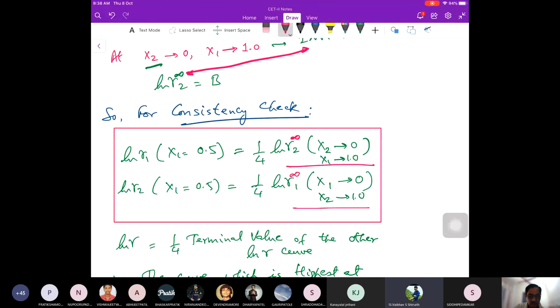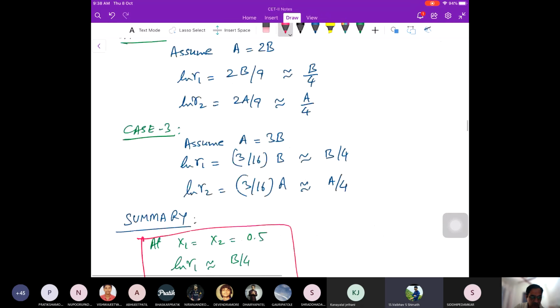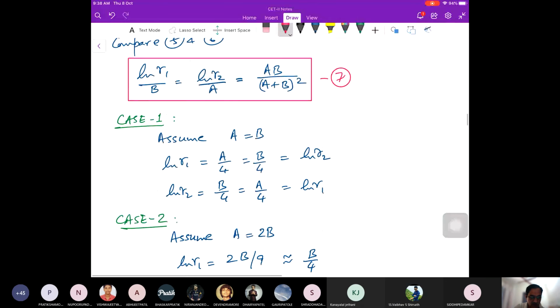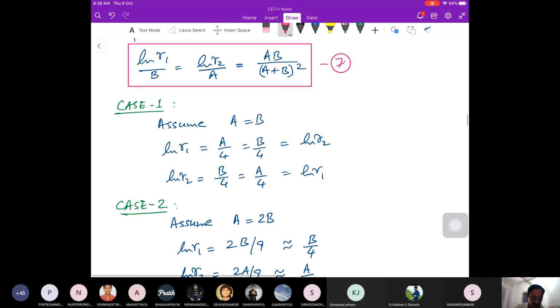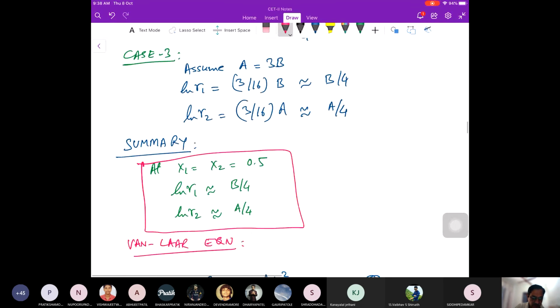Sir, above we wrote that ln gamma 1 equal to ln gamma 2 equal to b by 4 equal to a. That was for case 1, when a is equal to b. Now we're looking at the general case where a and b can have any value. From that we summarized that ln gamma 1 is approximately equal to b by 4 and ln gamma 2 is approximately equal to a by 4.